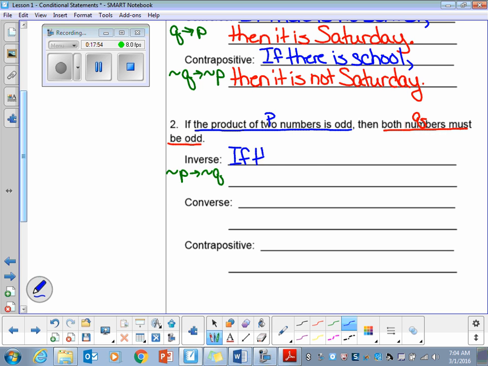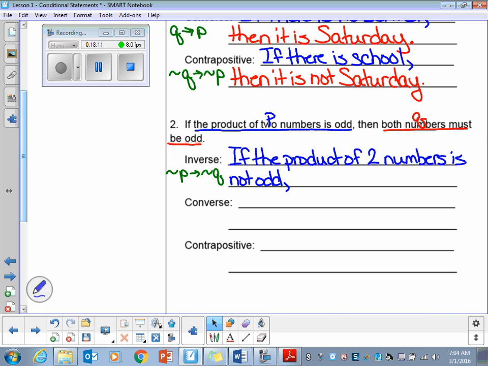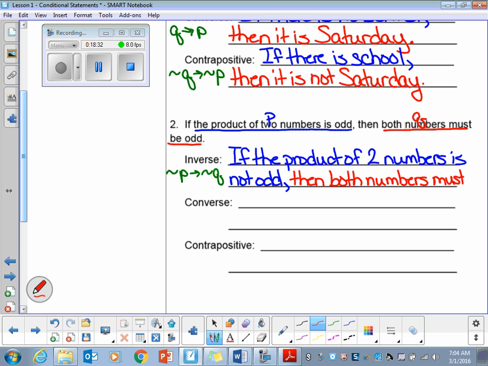If the product of two numbers is not odd, okay, my conclusion has to be negated. Both numbers must be odd. So to negate that, both numbers must not be odd. Then both numbers must not be odd.